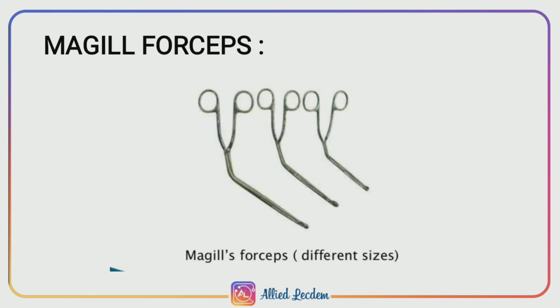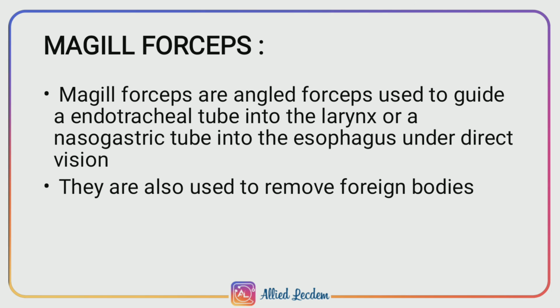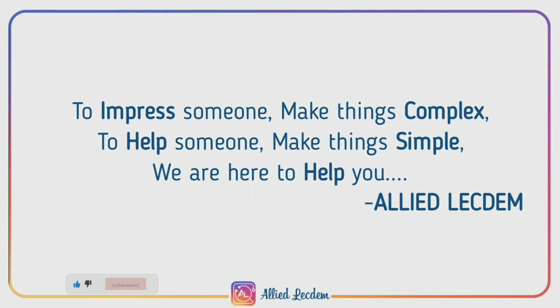Magill forceps. This is a forceps which we use to clamp the ET tube sometimes. They are available in different sizes. Magill forceps are angled forceps used to guide an endotracheal tube into the larynx or a nasogastric tube into the esophagus under direct vision. They are also used to remove foreign bodies.